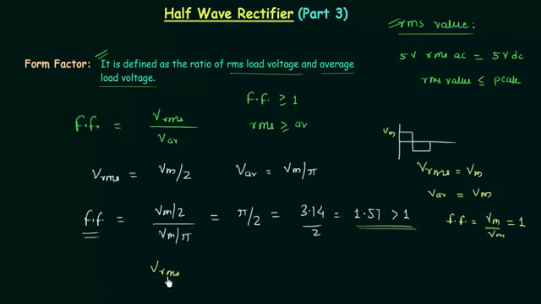From this result we can say that the RMS value of load voltage is equal to 1.57 times of the average load voltage. This is what we can derive from the obtained result. The form factor is equal to 1.57. This means the RMS value of load voltage is equal to 1.57 times of V average, the average value of load voltage. I will end this lecture here.